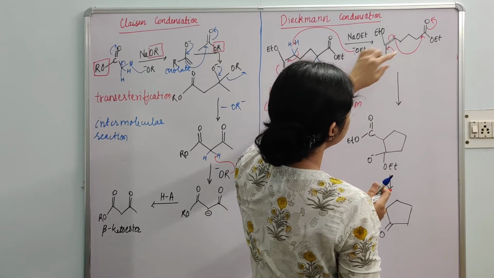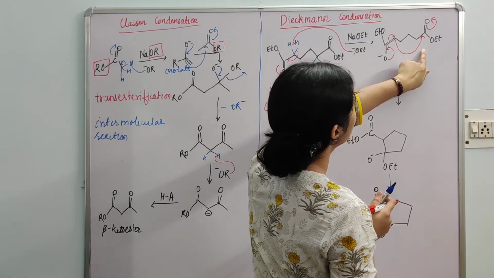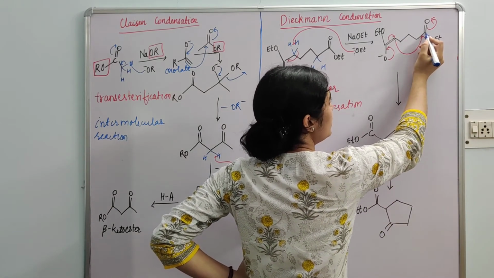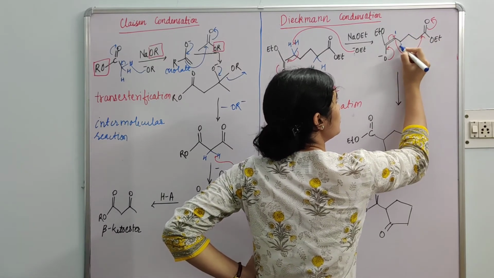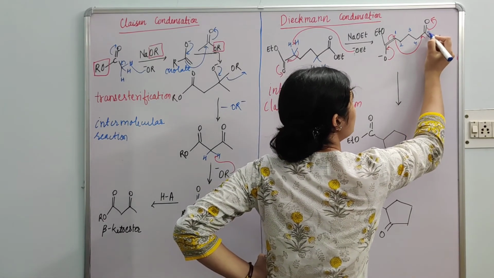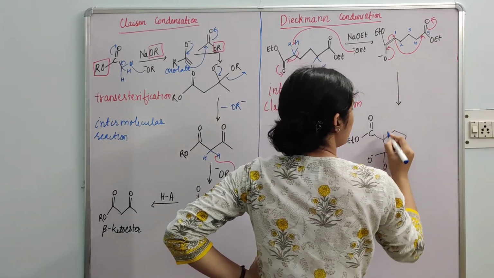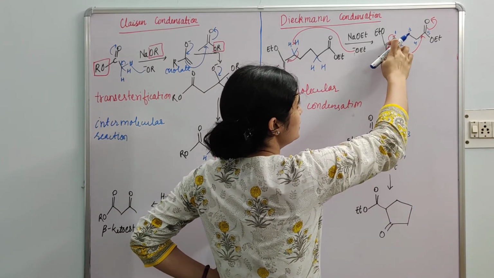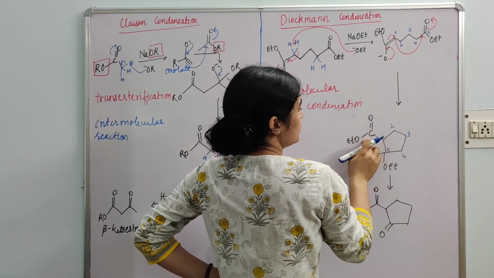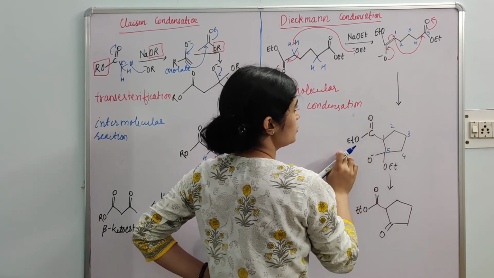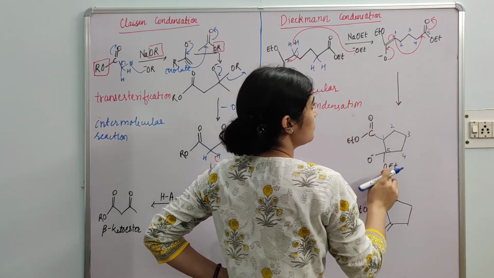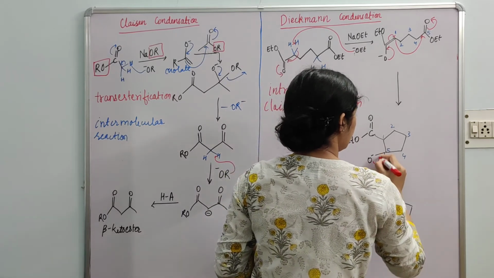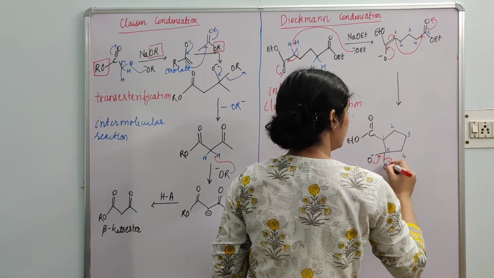So what is happening here? You are getting a 5-member ring. Let's count how. This carbon is attacking this carbon to form a cyclic compound. 1, 2, 3, 4 and 5. So you are getting a 5-member ring. If you see, the first carbon has an ester group attached. So I have written here ester group. On the 5th carbon you have O negative and OEt. Now what is happening? Again it will form a double bond and this will be eliminated.